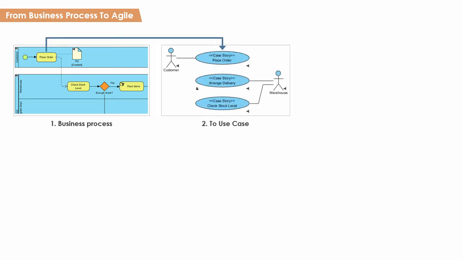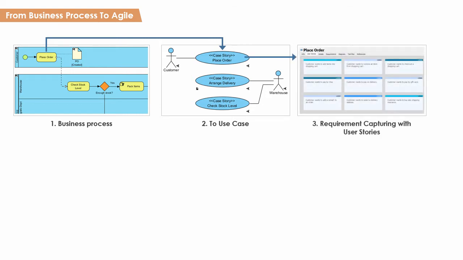Let's outline the steps from business process to Agile. First, assume we captured the end-user workflow by using BPMN's business process diagram. We will transit the tasks that need features to support into use cases. Based on each use case, system analysts need to work with the end user to discover the requirements and record the requirements using user stories.